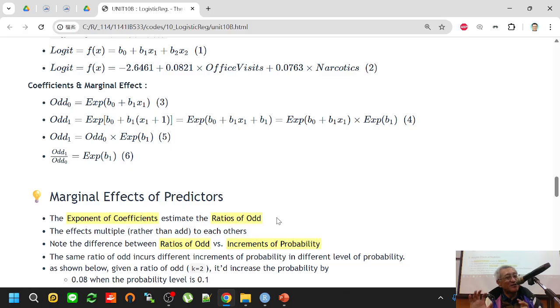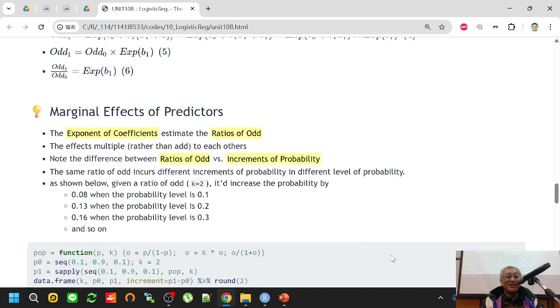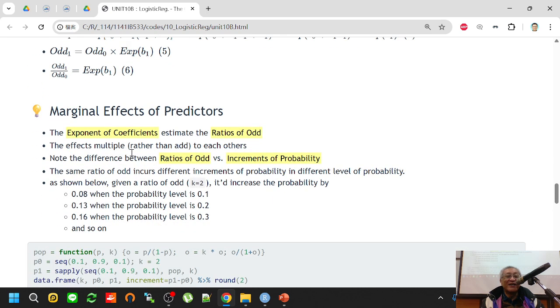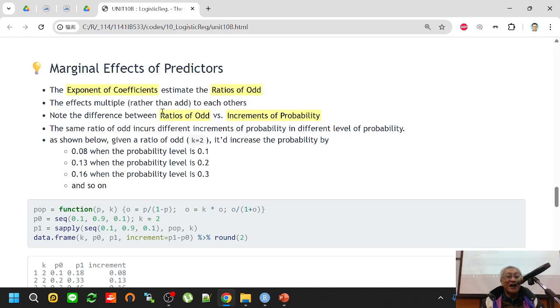So a little bit complicated, but still this is the way to infer the marginal effect of a predictive variable to the probability of y equal to 1. You need to remember that you need to take the exponential, and the effects are multiplied instead of adding to each other. And it's the odds ratio instead of an increment of probability.